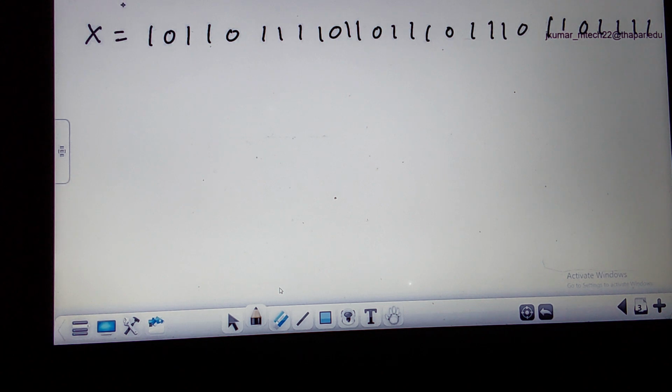Now can you detect the pattern? The pattern I've given is this one. Can you detect the pattern without overlapping? Without overlapping. What is the pattern?